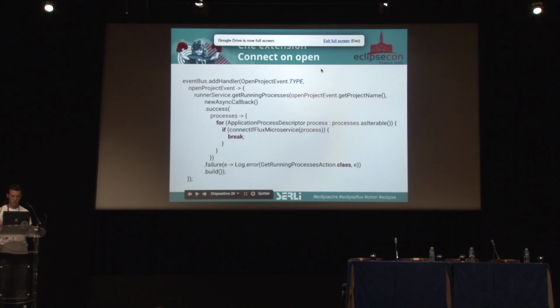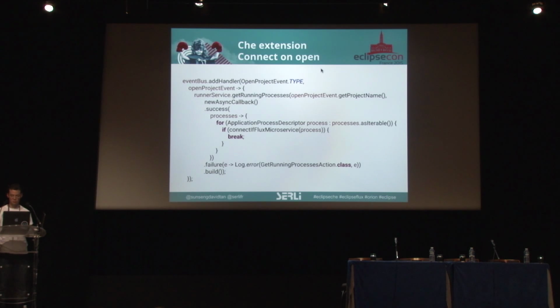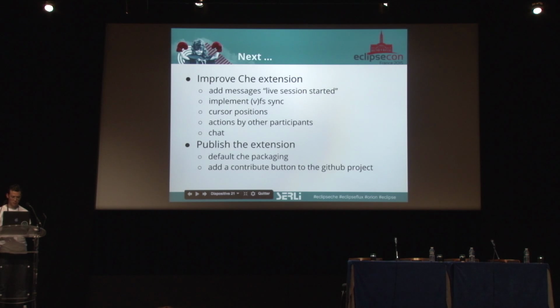So this is the code that, once you open Che, connects back, gets the running runners, and connects to it if it's a Flux server, a microservice. And that's it.